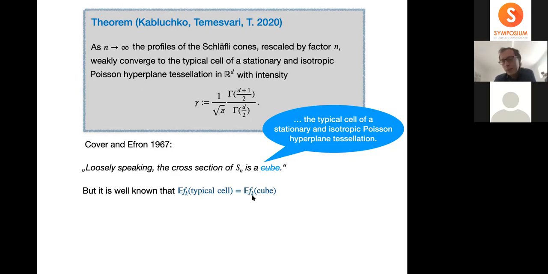This at the same time also explains the Zakhar and Efron result, because this is now immediate. Convergence of these cross sections on the space of compact convex subsets to this typical cell implies convergence also of the expected F-vector, and in particular implies that the expected F-vector of the cross section converges to the F-vector of the cube. This is now a direct consequence.